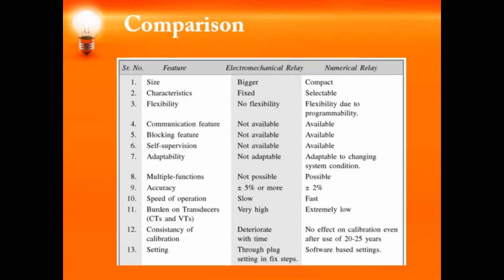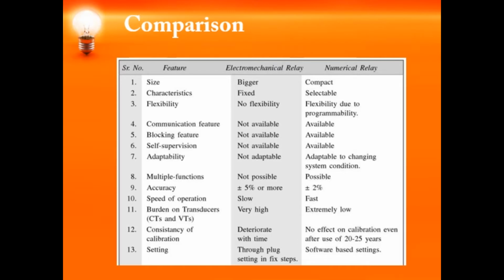The communication feature, the blocking feature, and the self-supervision feature are not available in electromechanical relays, whereas they are available in numerical relays. You can even have multifunction in numerical relays due to programming, which is not available in electromechanical relays. And adaptability: numerical relays can adapt easily to changes in the system condition, whereas for the electromechanical relay, if we want to change it to suit the system condition, we need to change its construction. That is why electromechanical type relays are not adaptable.